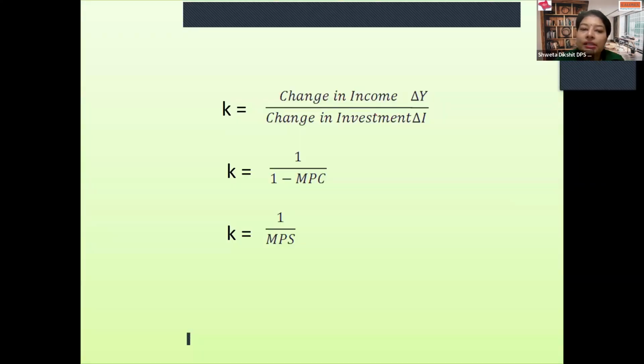Now, these are the formulas. Multiplier is represented by K. To calculate the multiplier, we use three formulas. In the first formula, we take change in income upon change in investment. This ratio tells us how many times the income has been multiplied in the economy because of the investments made. The second is we can also find the change in income with the help of consumption. Therefore, we use the formula 1 upon 1 minus MPC. We can also find the changed income with the help of saving. So here we use 1 upon MPS. I hope it is clear to you.